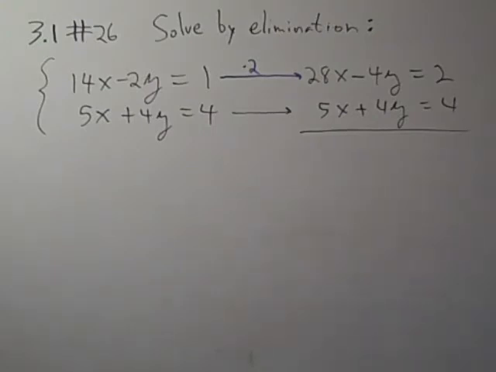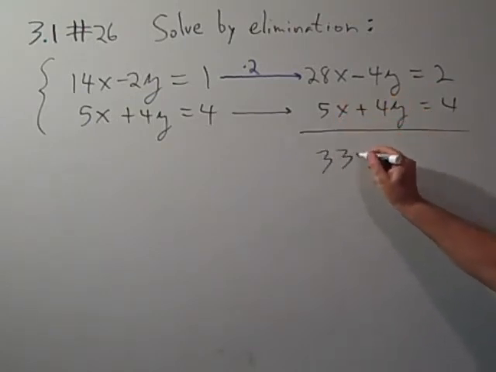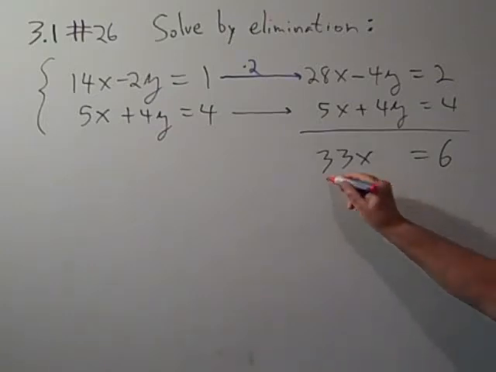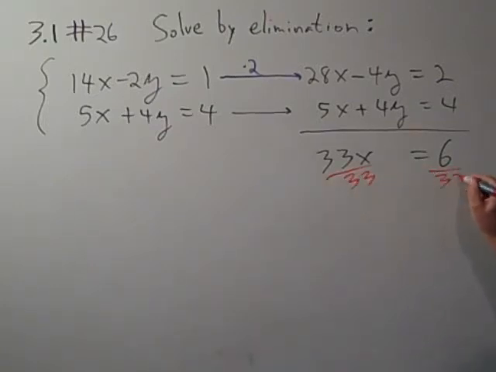And notice if I add the two equations, the y's will completely cancel out. And we're left with 28x's plus 5x's, that adds up to 33x's. And that adds up to 6 on the right side of the equal sign. Finally, if we divide both sides by 33, we'll find what x is.